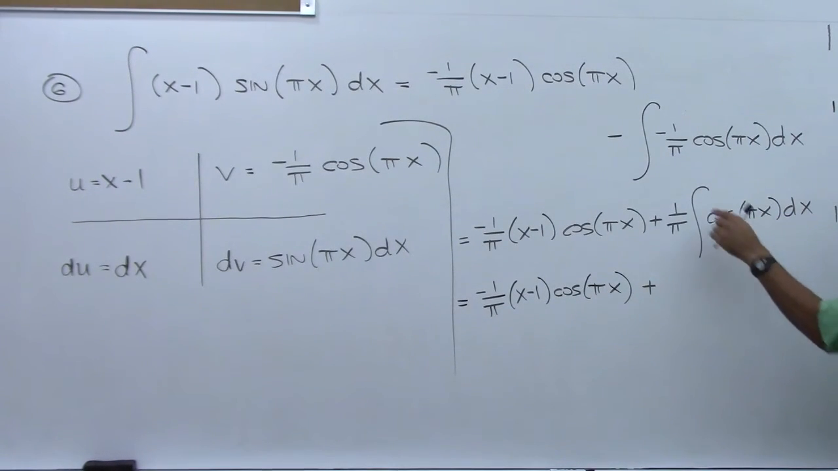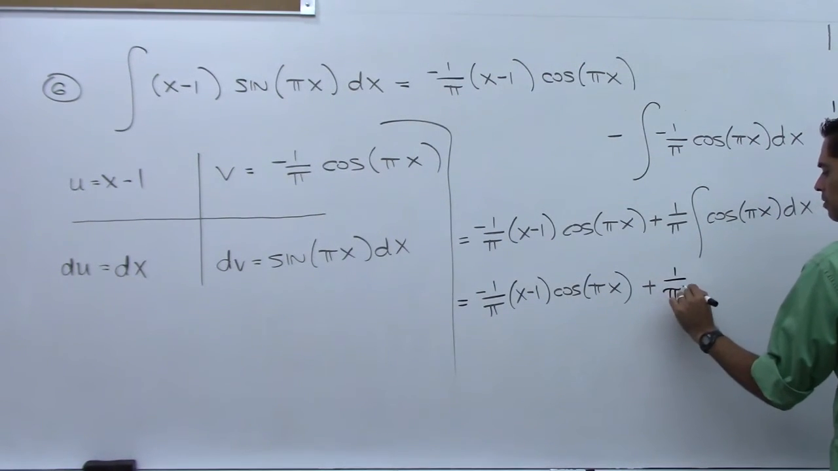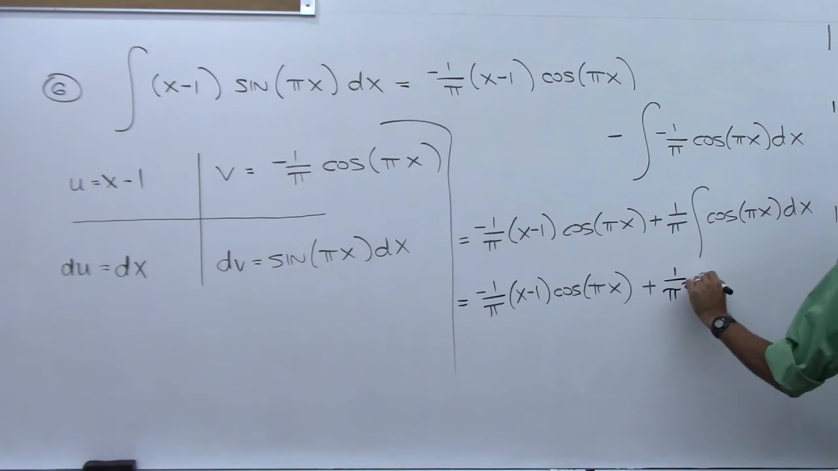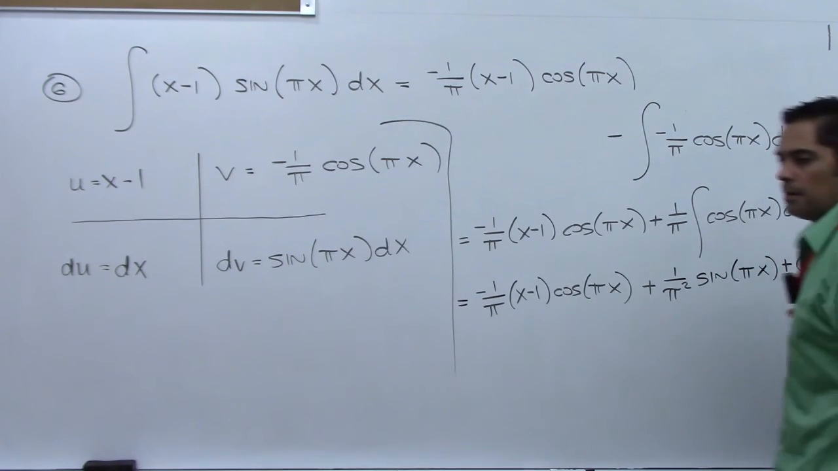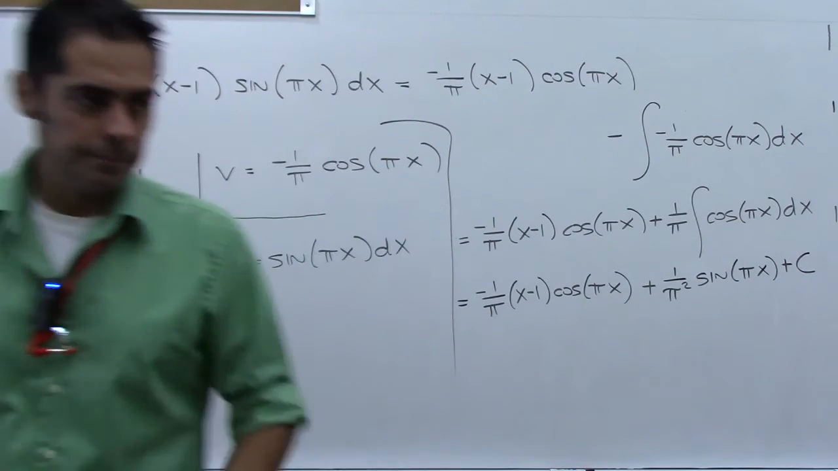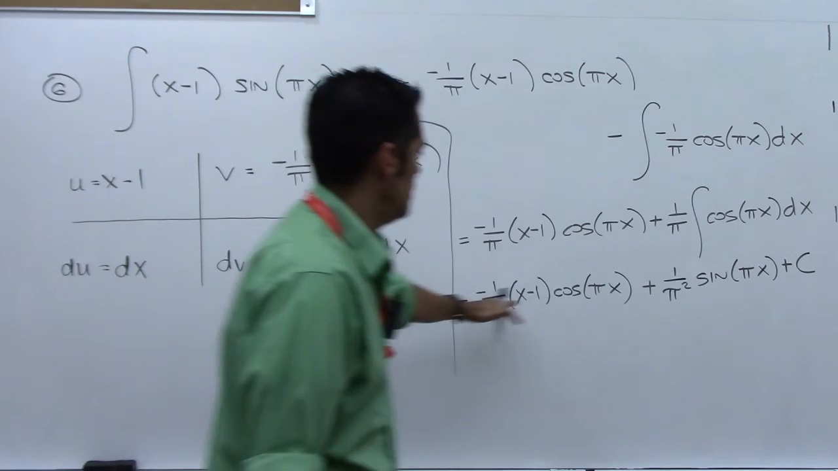So negative 1 over pi x minus 1 cosine pi x plus, no more integral, okay, because I'm going to do it right here. I have a 1 over pi, but then I got another 1 over pi here, so 1 over pi times 1 over pi is 1 over pi squared, and then I have sine pi x plus c. So this is it right here.